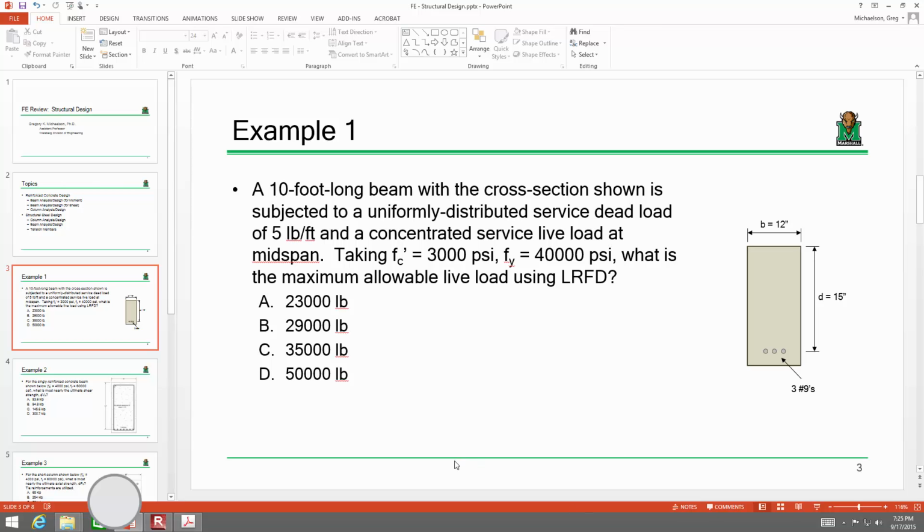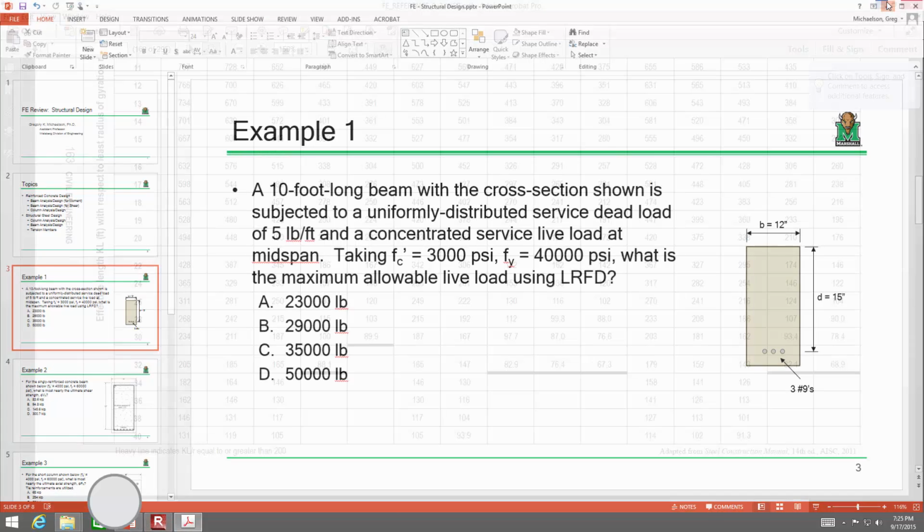All right. So taking f'c to be 3,000 psi and fy to be 40,000 psi, I want to know what the maximum live load in the center can be according to LRFD load combos. And we've been given a series of choices. So with that, let me go into my little smart notebook here and see if we can start doing some figuring.